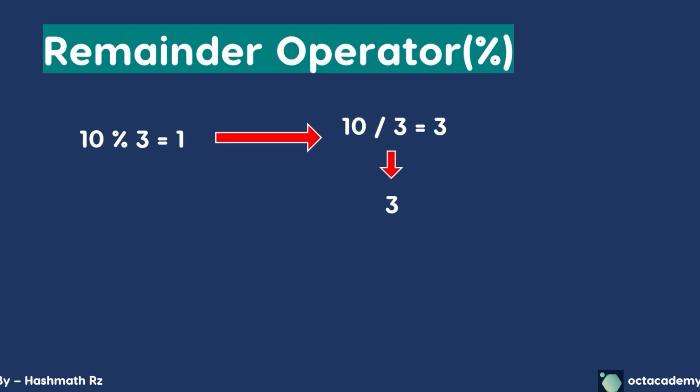Then it multiplies 3 by 3, result is 9. The remainder is the difference between the original value 10 and the product 9, which is 1. So this is what this remainder operator does. Hope you guys got the idea.